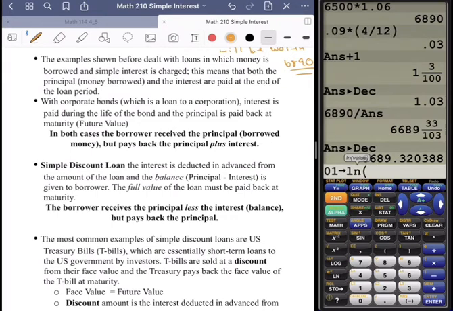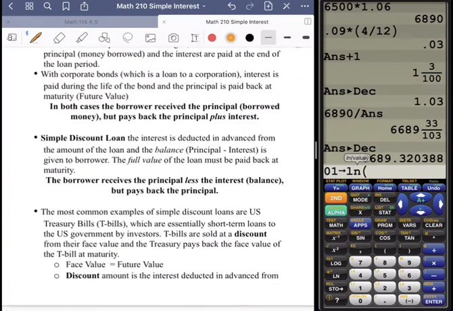In a simple discount loan, the interest is deducted in advance from the amount, and the balance, principal minus interest, is given to borrowers. The full value of the loan must be paid back at maturity. The borrower receives the principal less the interest, but pays back the full principal, meaning they're not going to get their full money at the beginning. They will get only the balance, and then the borrower will have to pay the rest. This can be used for T-bills.